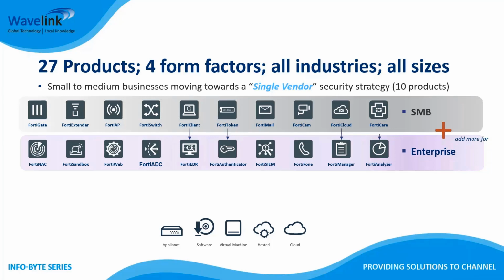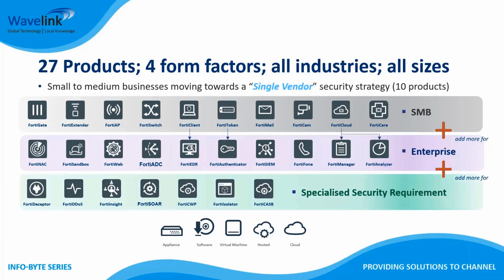And then if you really want to go into that upper echelon of the enterprise space and you have a specialized security requirement, you can get things like FortiDeceptor, FortiDDoS, FortiSOAR, as well as FortiCASB if you have a really heavy dependence on cloud services such as Salesforce or Dropbox or Office 365. And again, there are those form factors down there: the appliance, software, virtual machine, hosted in cloud.